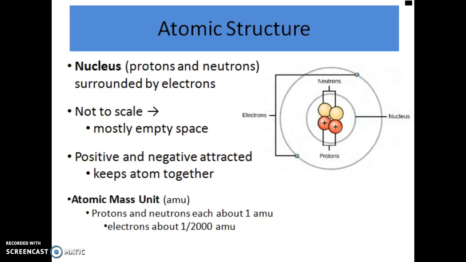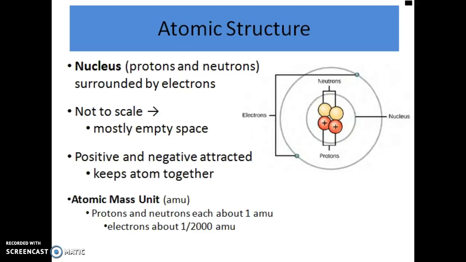Electrons, in comparison, are about 1/2000th AMU. So very, very tiny compared to the subatomic particles in that nucleus. Again, in our diagram, we can't represent this very well, because if we drew our electrons at 1/2000th the size of our neutrons and protons, we wouldn't even be able to see them. But just know that they're very, very small.